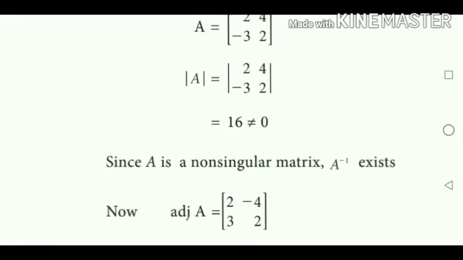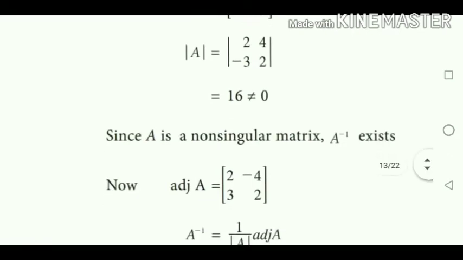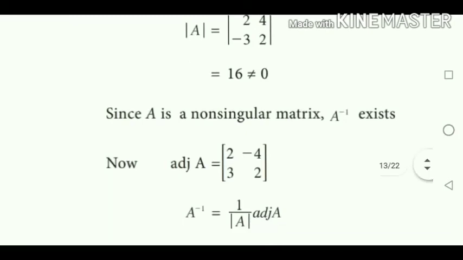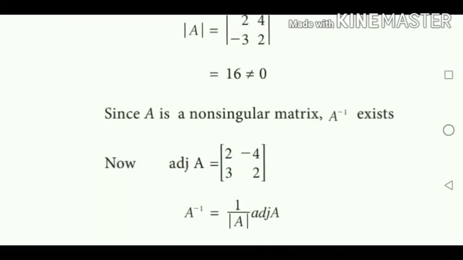If it is not equal to 0, it means it is a non-singular matrix. If it is non-singular, then only A inverse exists. If it is a singular matrix, you stop the sum here itself. So write: A is a singular matrix, because the determinant is equal to 0, therefore A inverse does not exist. But in this sum, the determinant of A is 16. It is not equal to 0. Therefore, since A is a non-singular matrix, A inverse exists. You write A inverse exists.